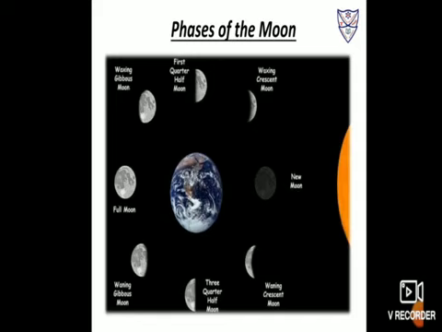Now next is gibbous moon, or we can say waxing of gibbous moon. When we see more than half of the moon, it is called gibbous moon. It means the increasing size of the lighted part of the moon is called waxing.